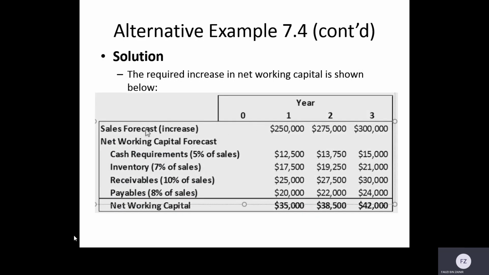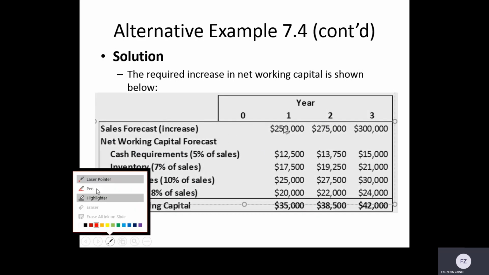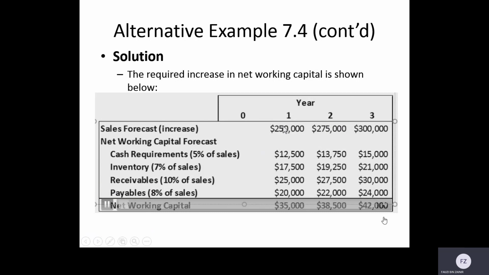Based on the previous narration, the sales figures are shown here: 250,000, 275,000 and 300,000 in years 1, 2, and 3 respectively. And you have all the components for working capital, which are the cash requirement, inventories, and receivables. All these are your current assets, and you have your current liability. Each and every one of these is a percentage against a sales figure.